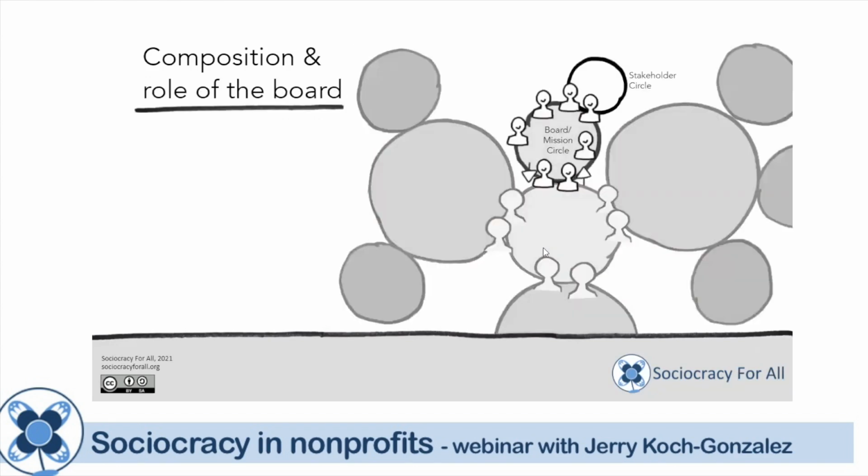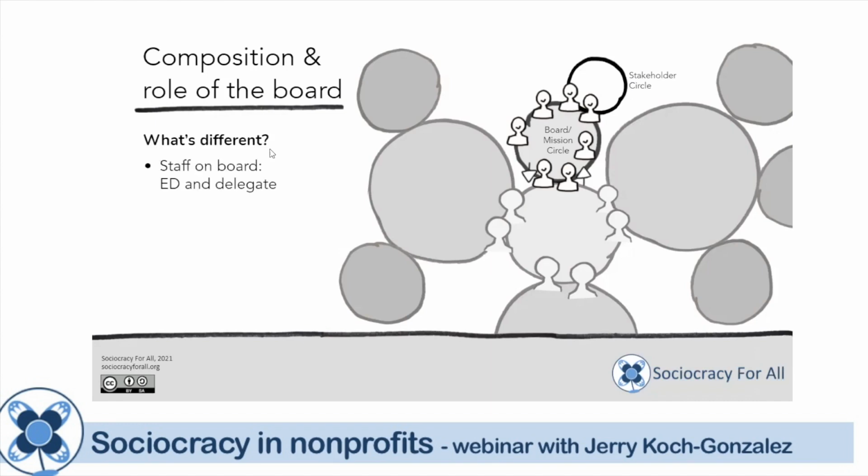And then we have the board. The board, or what we tend to call in sociocracy the mission circle, because we want to draw attention to its purpose, which is keeping the big picture of what is the mission of this organization, what's the long view. The mission circle would have the leader and delegate of the management circle serving on the board, or mission circle, and they would have outside members serving on the board according to whatever the needs are of the organization. And it would have representatives from any stakeholders that it might have.